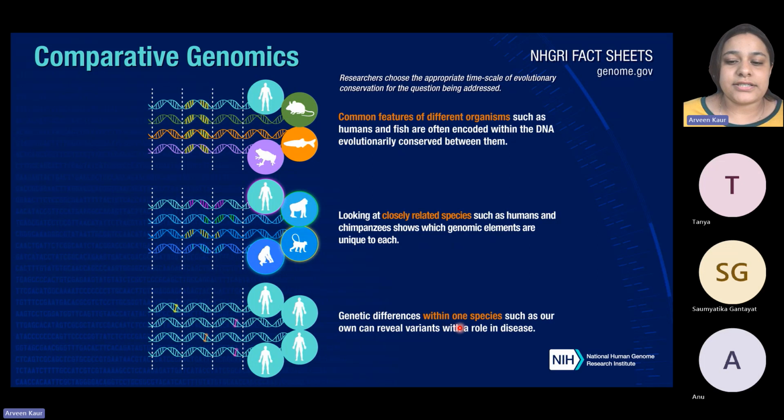Then genetic differences within one species, such as our own, can reveal variants with a role in disease. So this is kind of what we do when we do genetic analysis or positional cloning, right? So we find that in a normal individual, this is the sequence, but in case of a diseased individual, this sequence looks different, right? So that is how we identify different diseases or disease-causing genes, right?